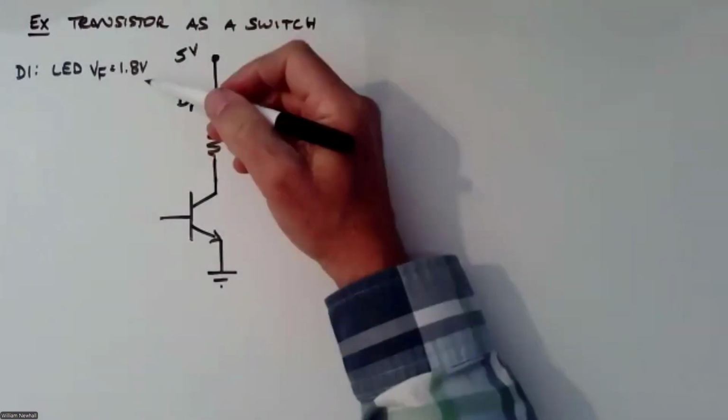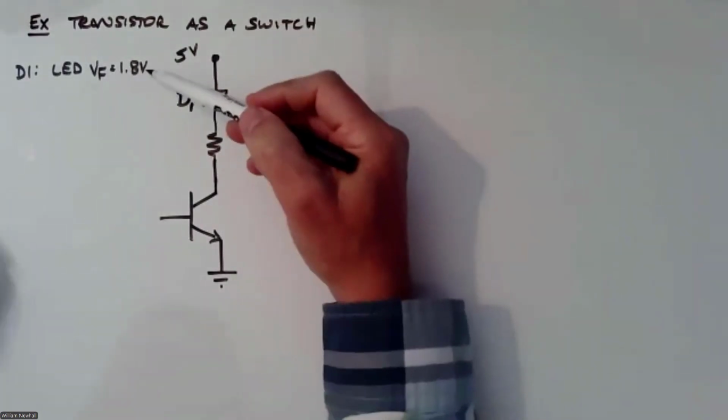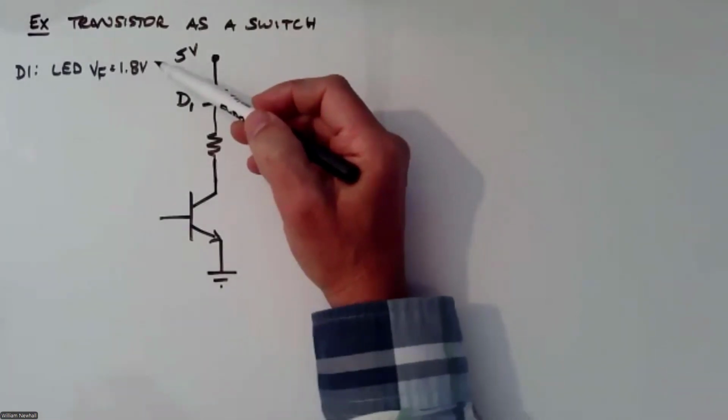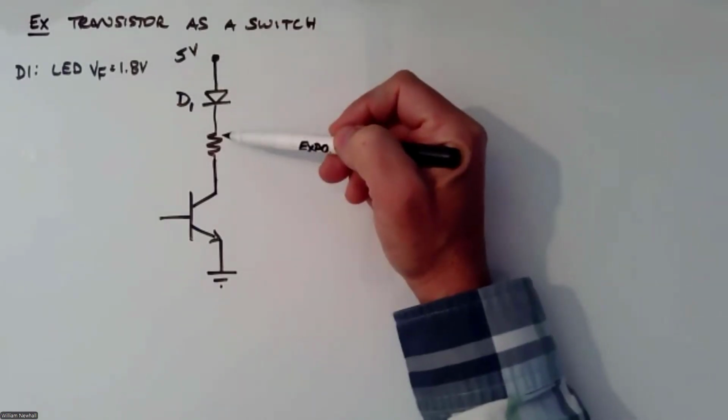So that's not 0.7 volts. This is not a silicon diode. This is an LED. They have different forward voltages. But let's say when you have something like 25 milliamps running through this diode, the forward voltage is 1.8 volts.